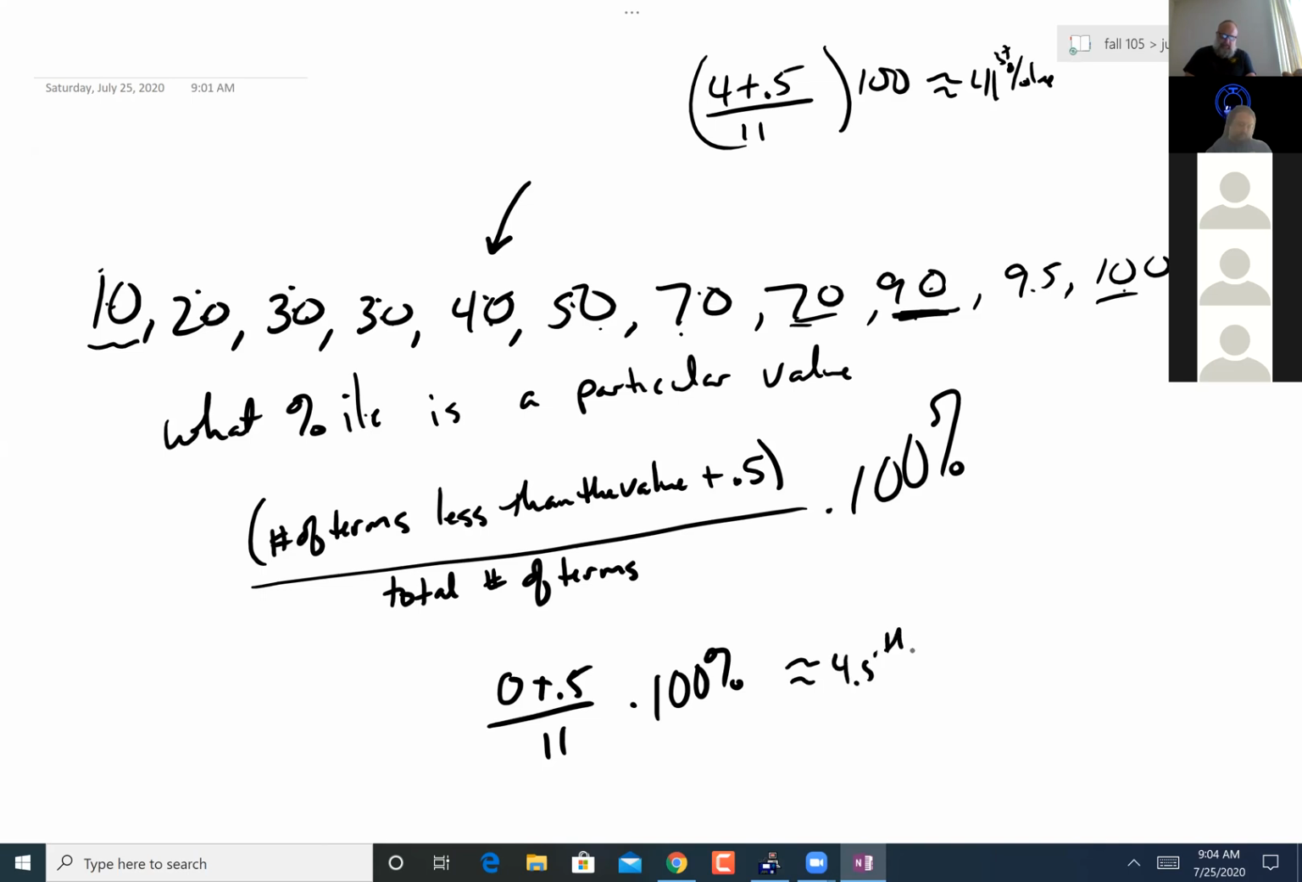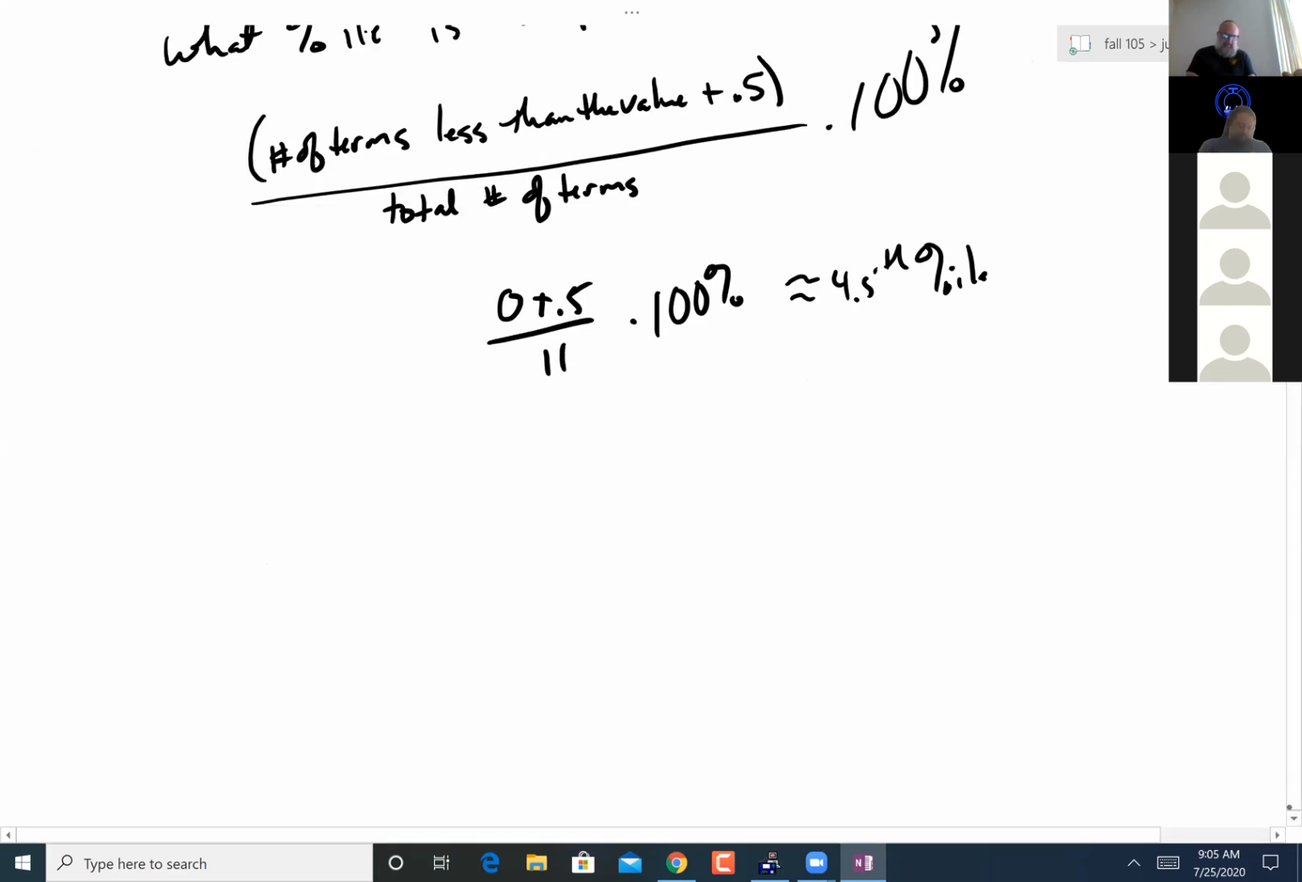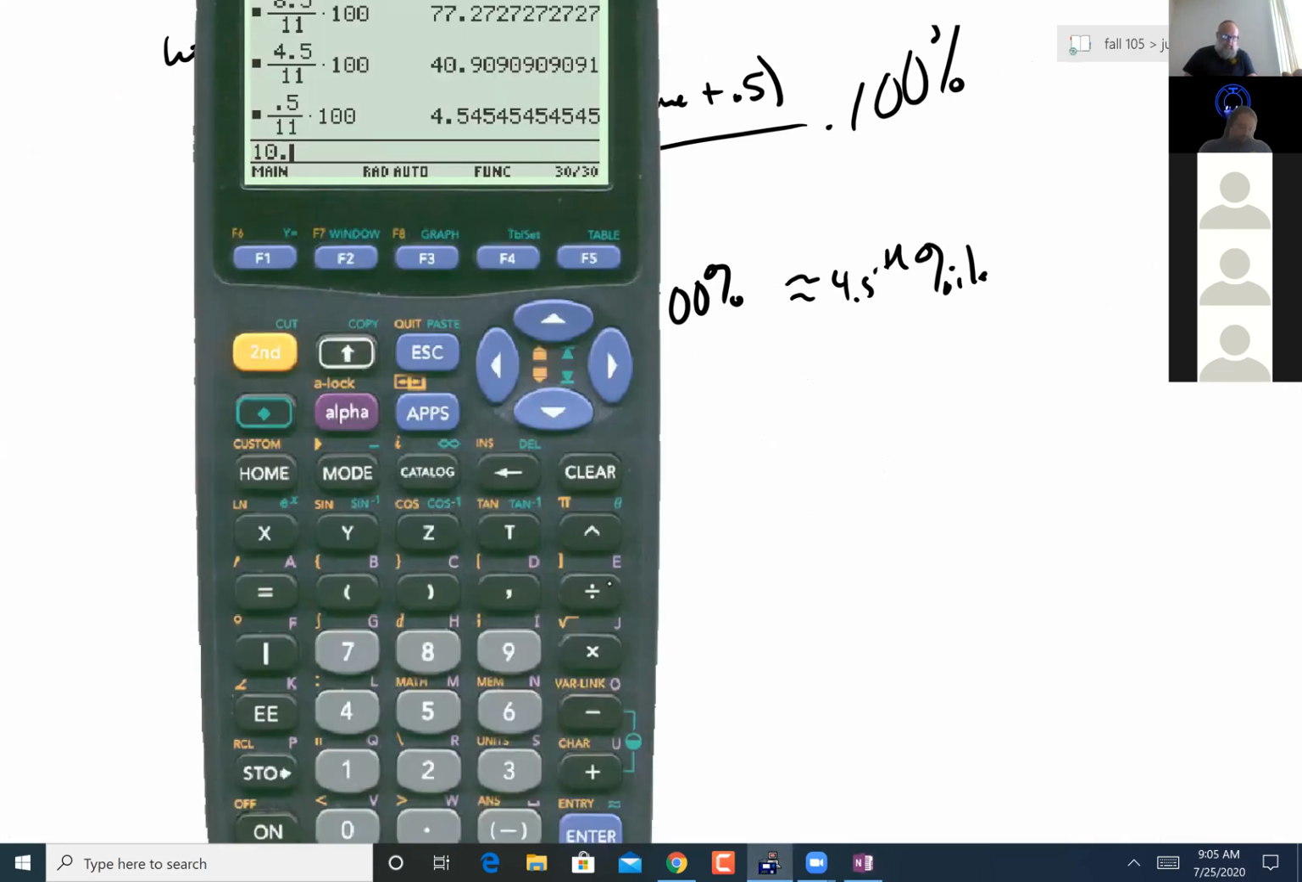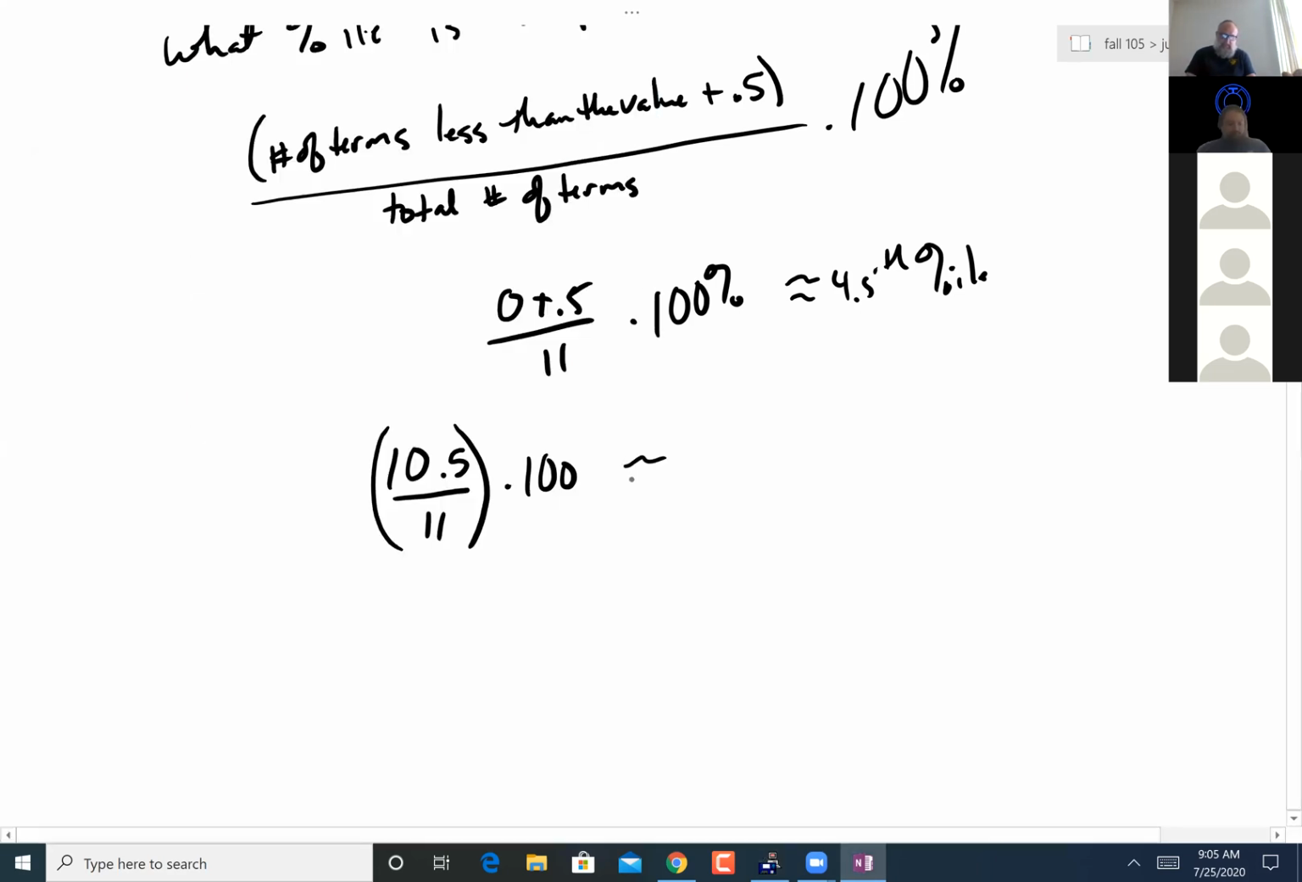There is no such thing as the 0th percentile. Also, there's no such thing as a 100th percentile, because even the last guy up there, the last one on the list, has 10 numbers less than him. 10 numbers plus a half divided by 11 is, well, it's not 100%. So there's never such a thing as a 100th percentile. There's 99th percentile and things like that. And there's no such thing as the 0th percentile. Mathematically, it comes from that formula.